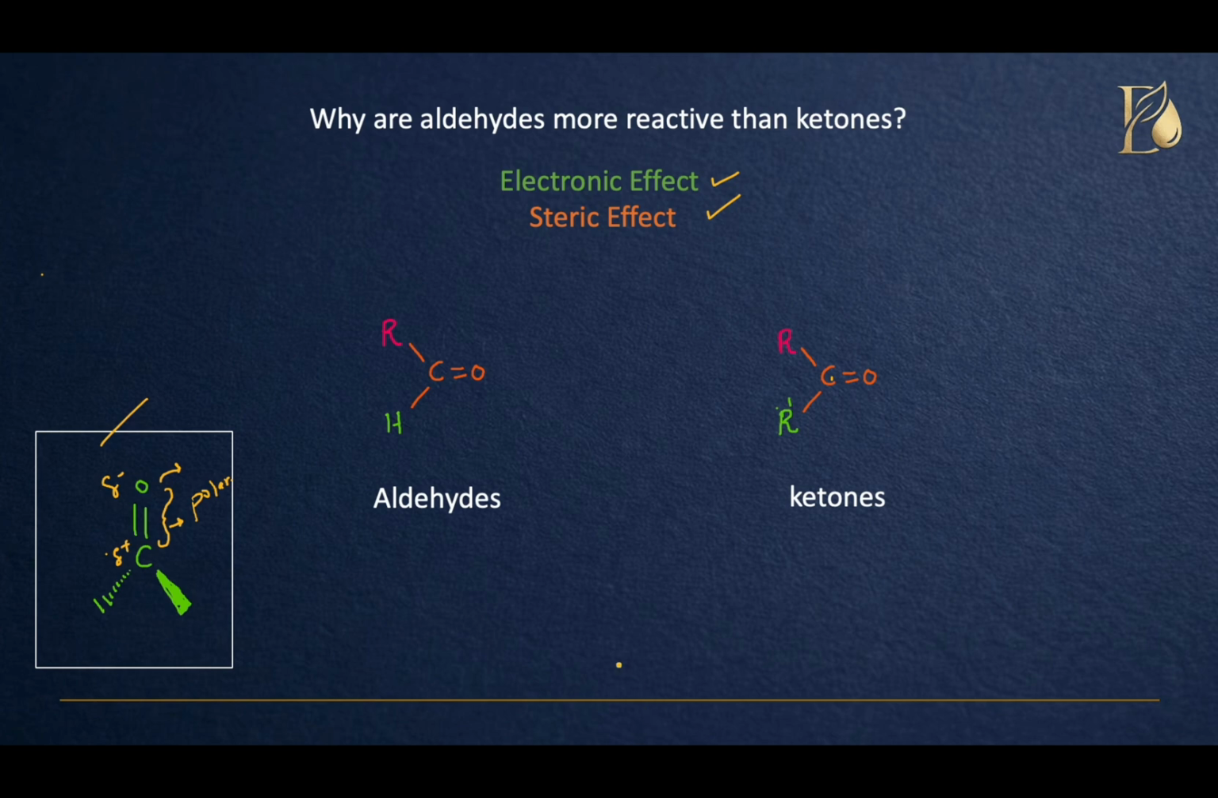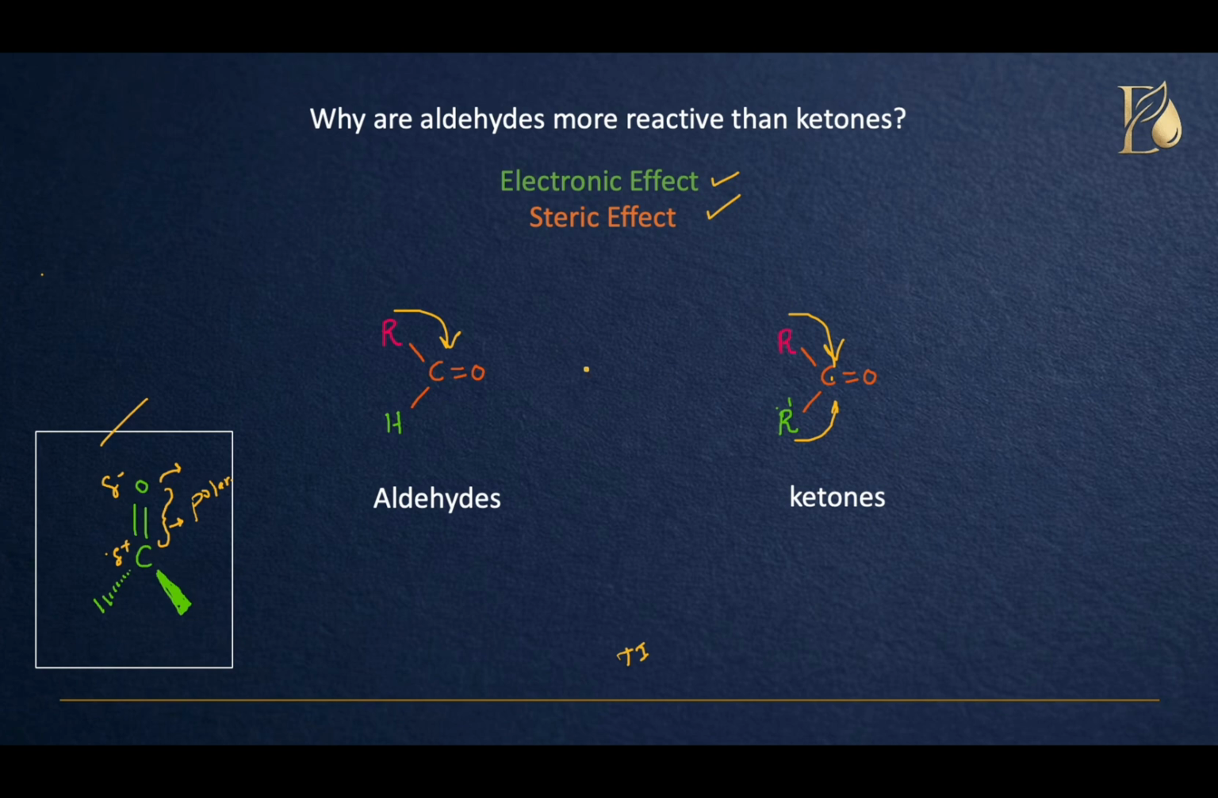Alkyl groups have a plus I effect, which means they donate electron density towards the carbonyl carbon, because of the inductive effect. Now in ketones, there are two alkyl groups, so both of these alkyl groups will donate electron density towards the carbonyl carbon. So there is less electron donation in aldehydes, while there is greater electron donation in ketones compared to aldehydes. So the carbon remains more positive in aldehydes compared to ketones, right?